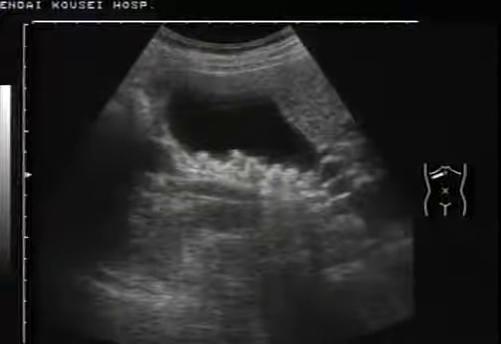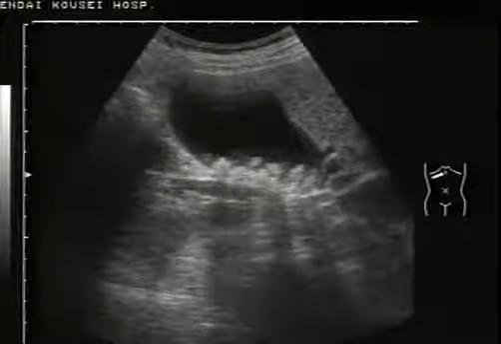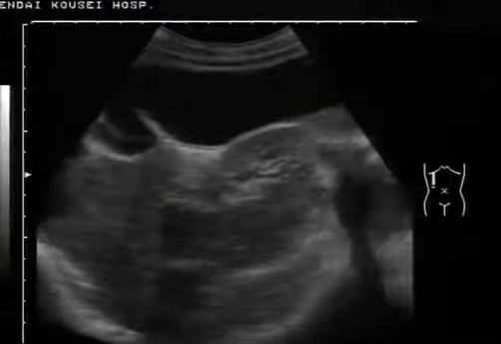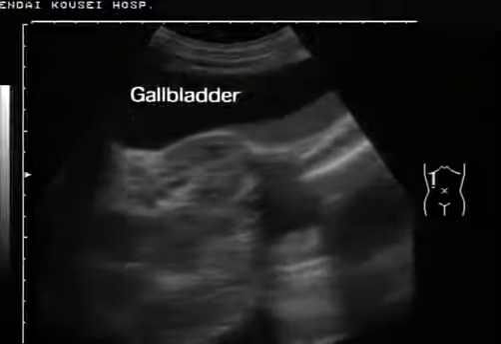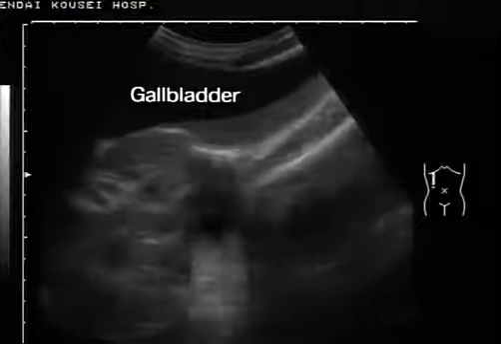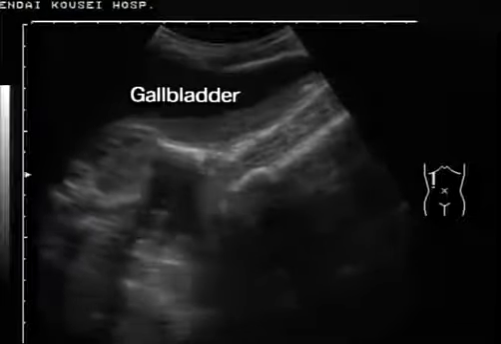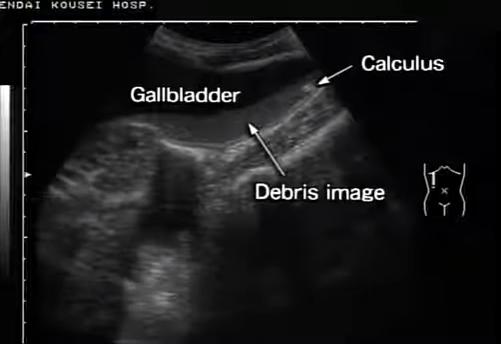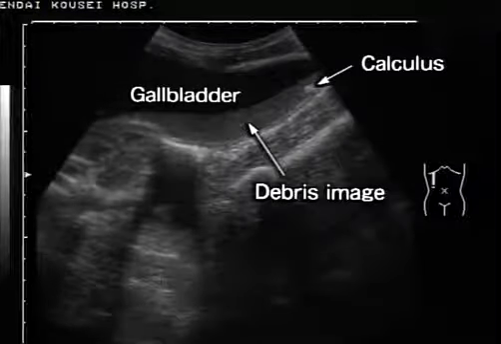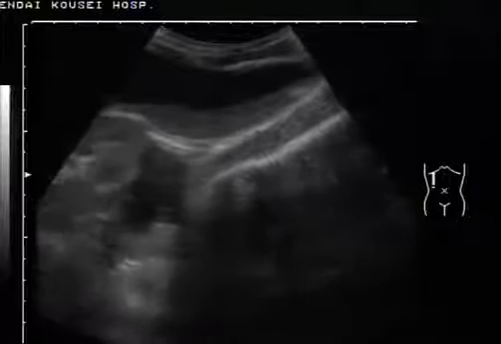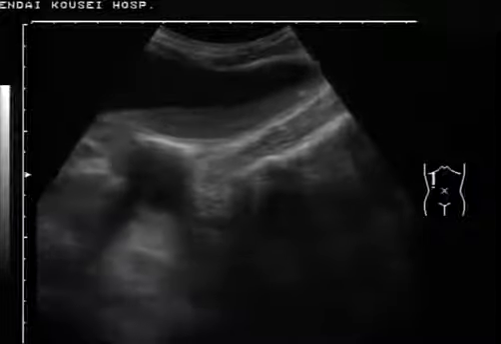Some patients have a number of small stones, as shown in this image. This is a swollen gallbladder. Inside the gallbladder, you see a liquid surface-forming debris image. At the bottom of the gallbladder, you see a stone 3 centimeters across with the acoustic shadow.